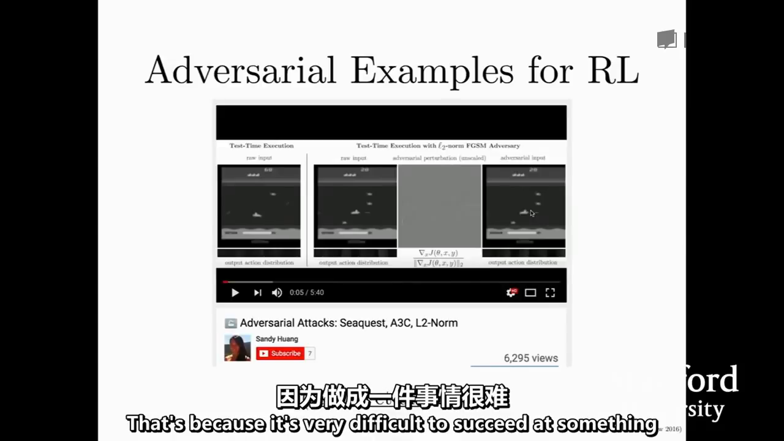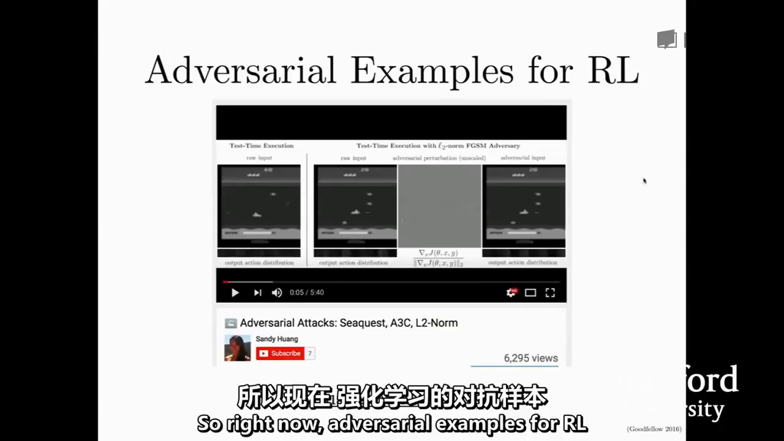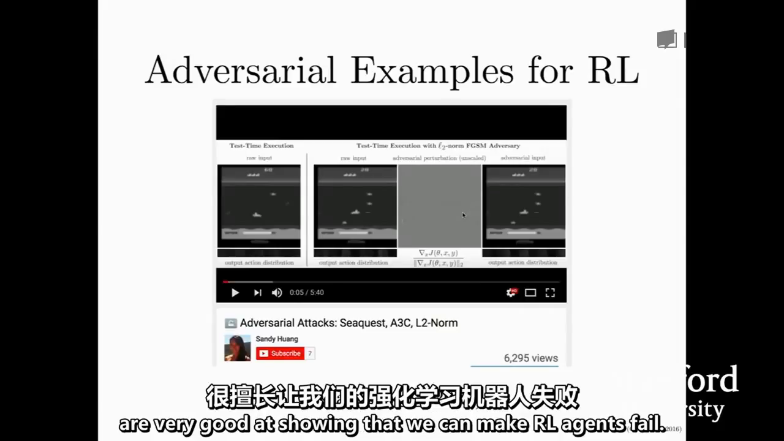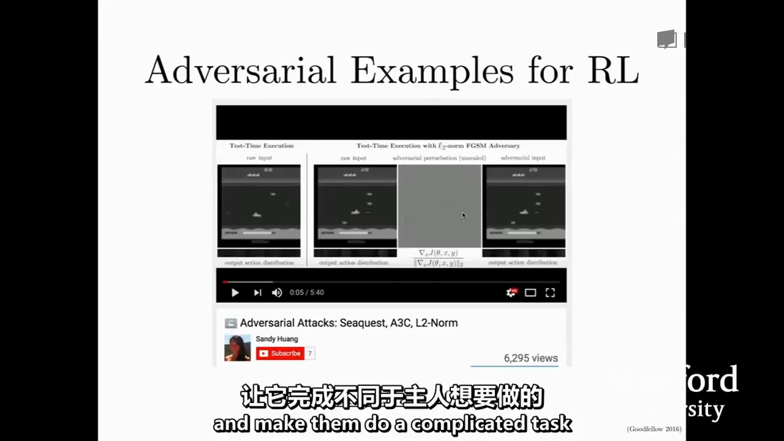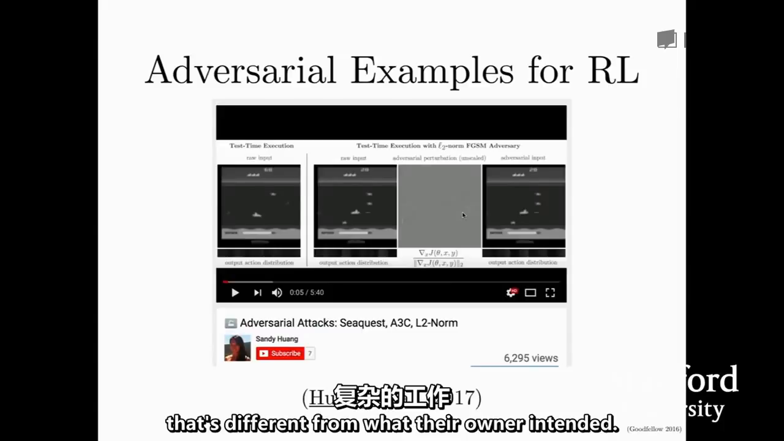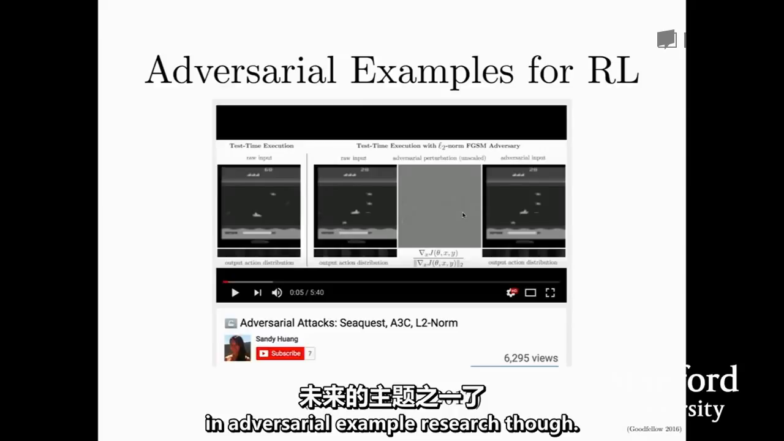That's because it's very difficult to succeed at something. It's relatively straightforward to make a system fail. So right now, adversarial examples for RL are very good at showing that we can make RL agents fail, but we haven't yet been able to hijack them and make them do a complicated task that's different from what their owner intended. It seems like it's one of the next steps in adversarial example research, though.